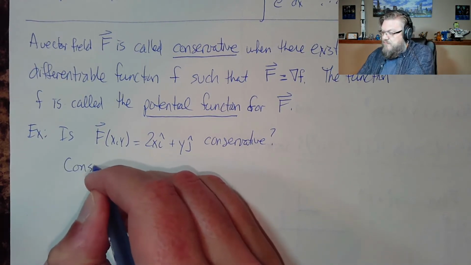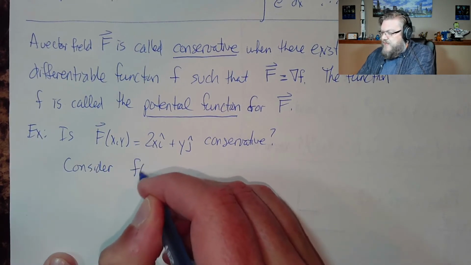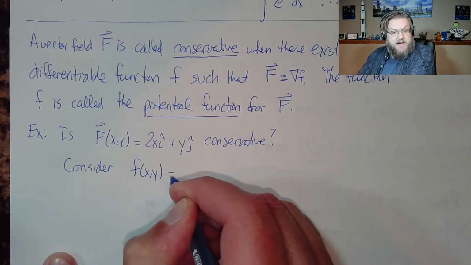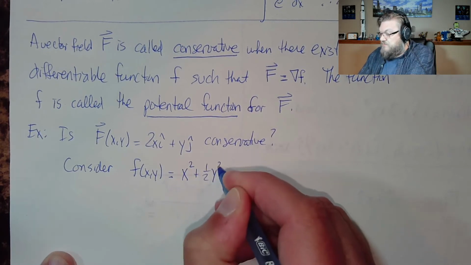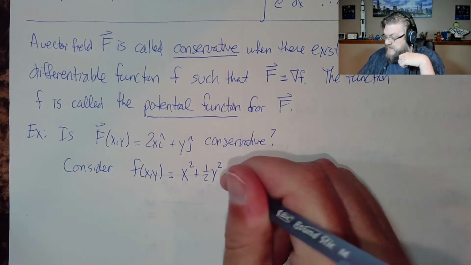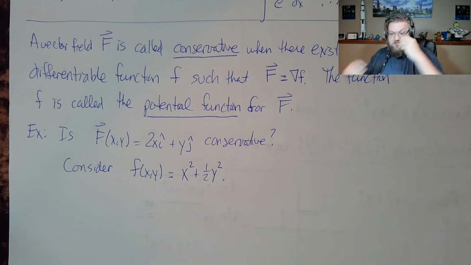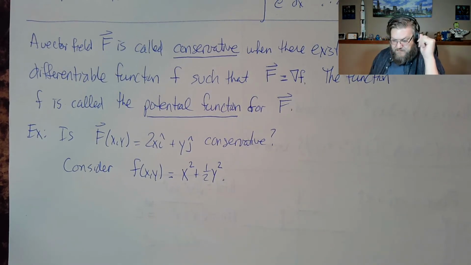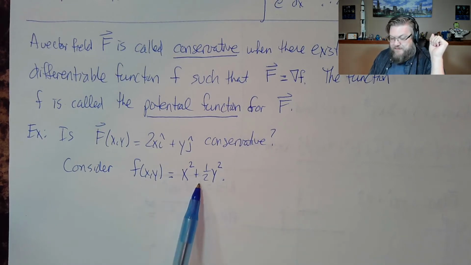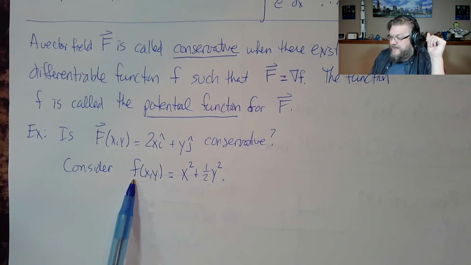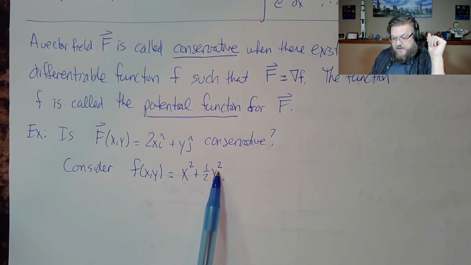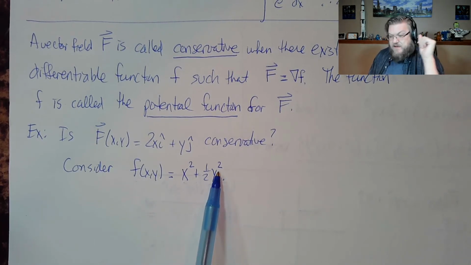Consider little f of x, y equaling x squared plus 1/2 y squared. Okay? I just created that out of thin air. There's going to be a process by which we can find it, and I'll show you that in a little bit. But for now, let's just say, look at this. I found little f, and it's x squared plus 1/2 y squared. Right? Check.